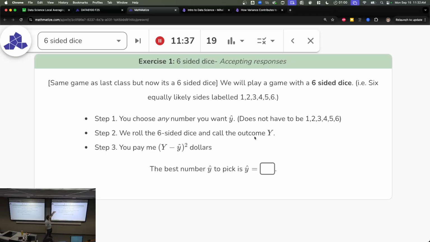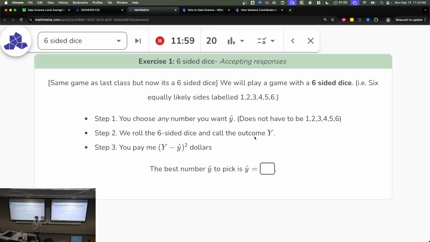So you choose the number you want, y hat. Why is it called y hat? Well, we're thinking of the outcome of the dice roll as capital Y, and you are trying to guess what's going to be on the dice. That's the game. You want to predict the future and predict what will be on the dice. So predictions in this class have a hat. Y hat is your prediction. Capital Y is the actual outcome.